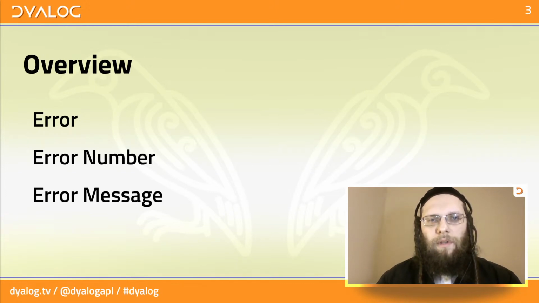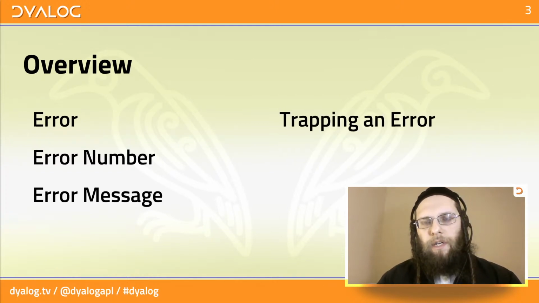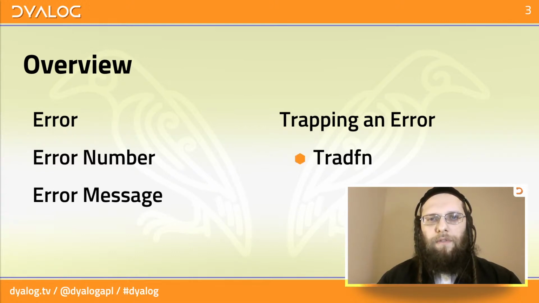Once it's clear what they are, then we're going to look at trapping an error. And today we're going to look at how to do so in the neatest way in a tradfn and the neatest way of doing so in a dfn. There's actually a third method that is applicable everywhere, and it has some abilities that the neater methods don't have, but it's rather advanced, and we're going to go over this in a later webinar.